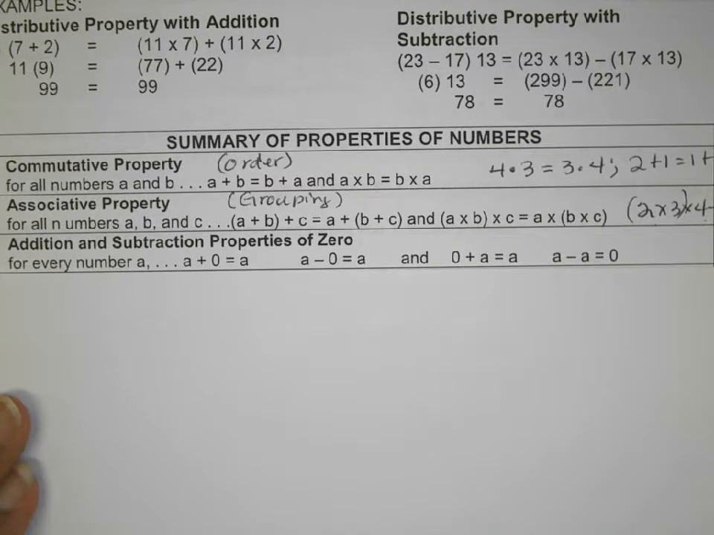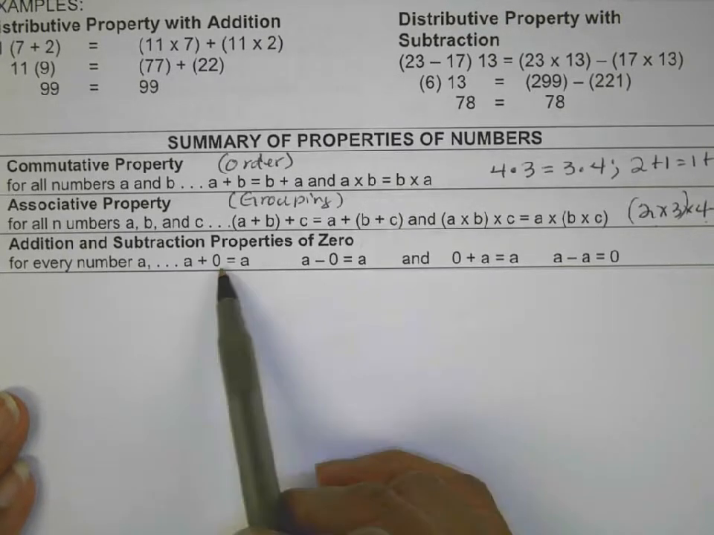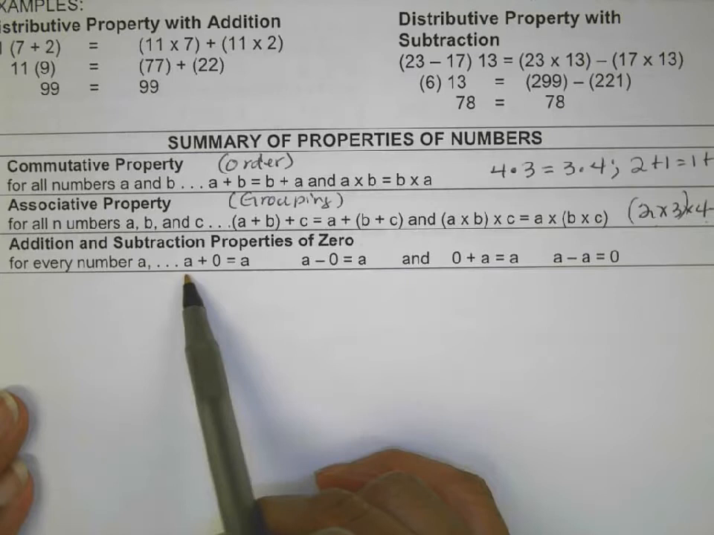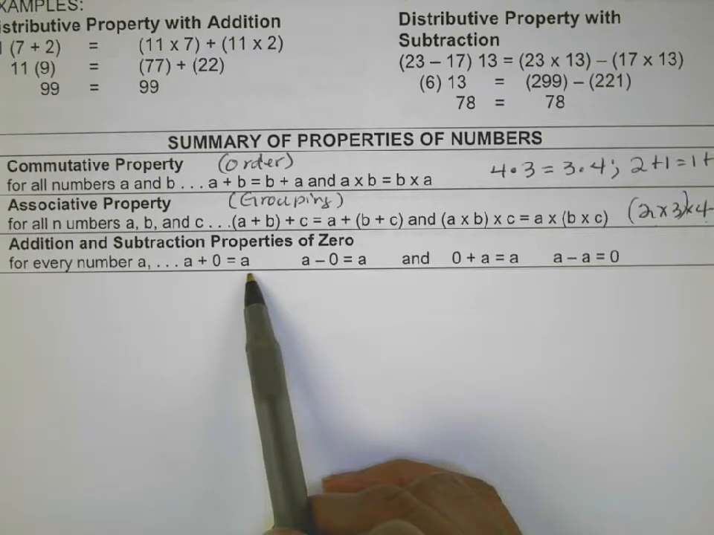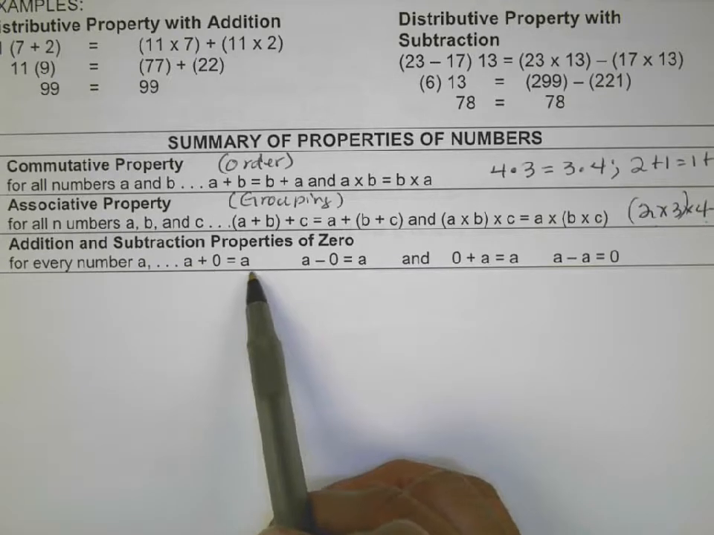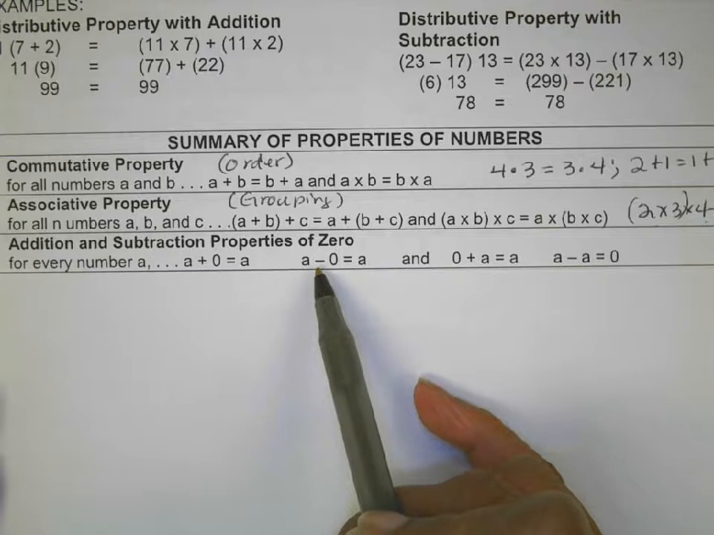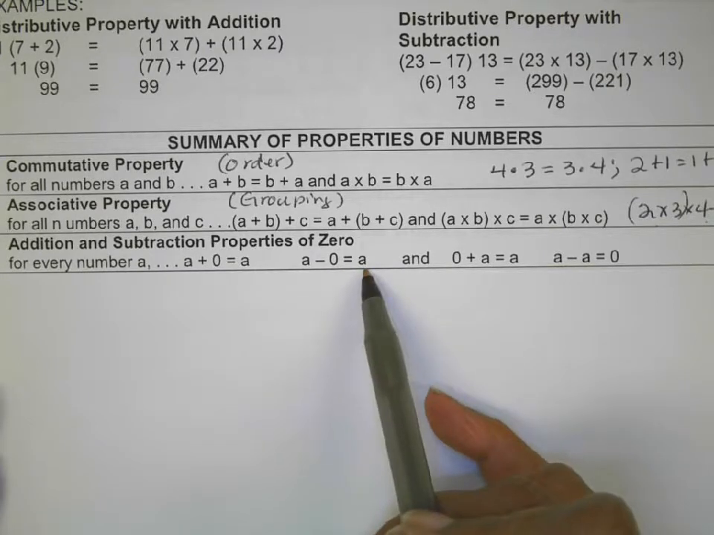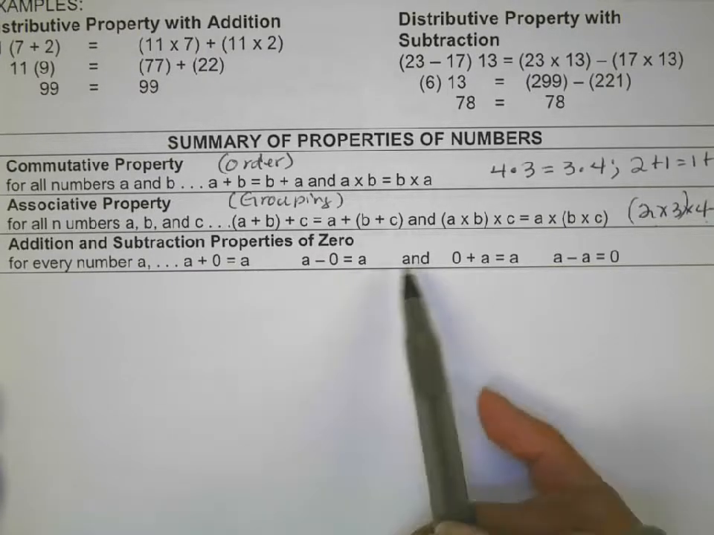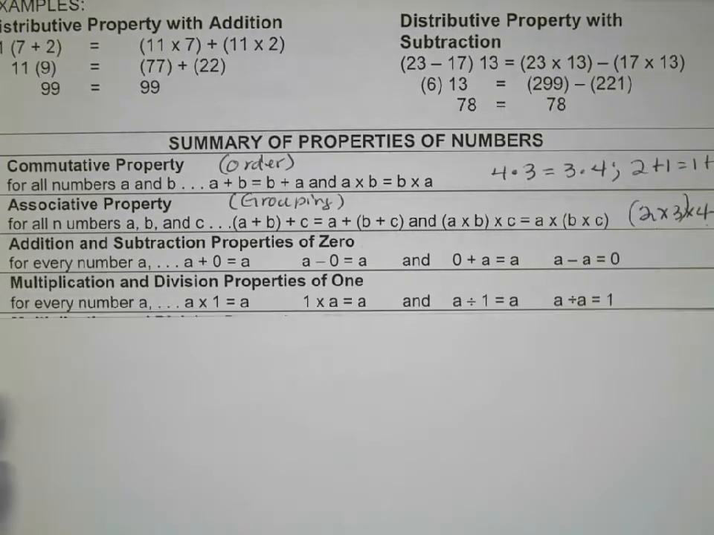There's also the addition and subtraction properties of 0. You guys already know this. If I add 0 to any number, I get that number. So if the number is 10, 10 plus 0 is equal to 10. Likewise, if I have 11 minus 0, that's going to be equal to 11. So these are properties you already know and have used.